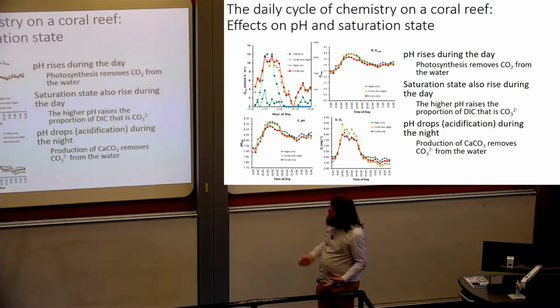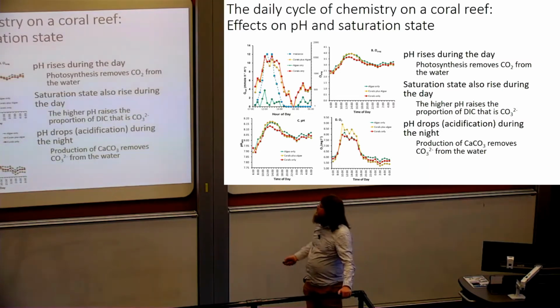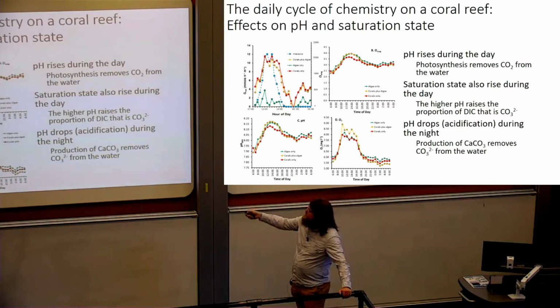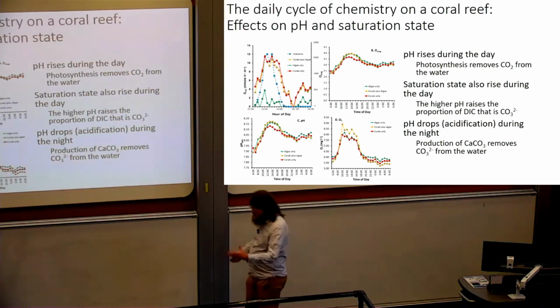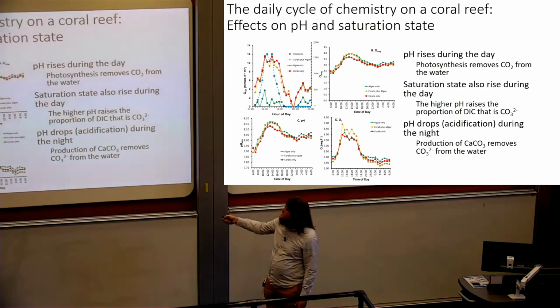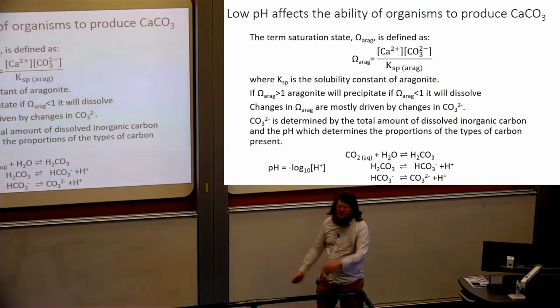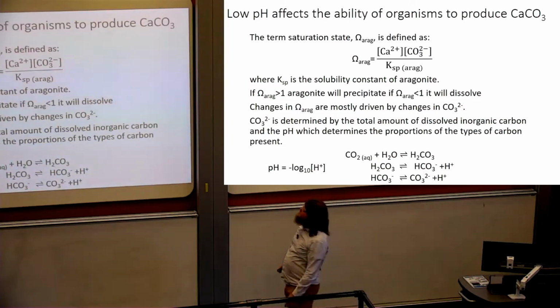So why do we care? I mean, who cares, right, if the pH goes up and down? Well, the corals care. So this parameter here, this Greek omega, is a chemical parameter. It's the saturation state. And you can see that's higher during the day, lower during the night. What is saturation state? I hear you all ask in unison, confused and bewildered.